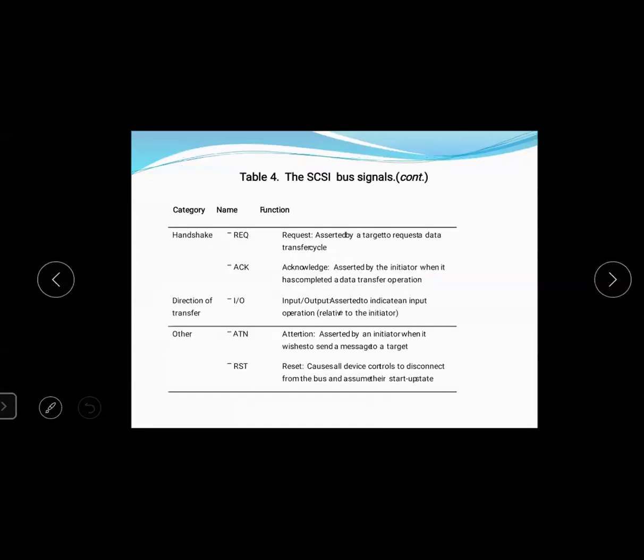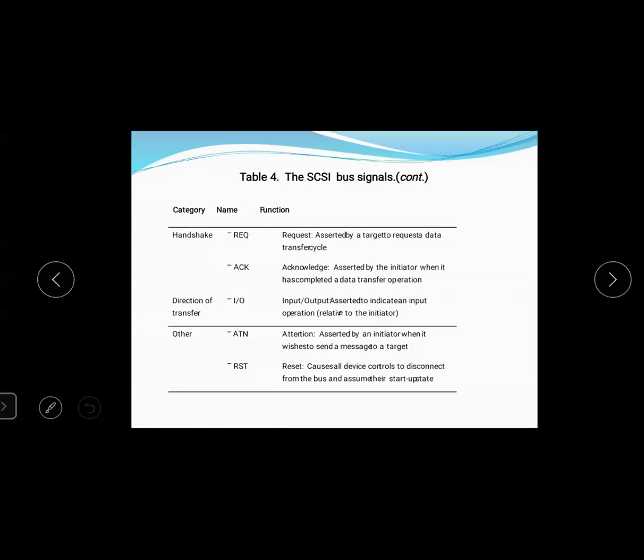And handshake signals, request and acknowledgement. The request signal is used when the target requests the data transfer. When the target requests the data transfer, the request signal will be activated. An acknowledgement signal is activated by the initiator when it has completed the data transfer operation. After completing the data transfer operation, the initiator sends the acknowledgement signal, which indicates that the transfer is completed.